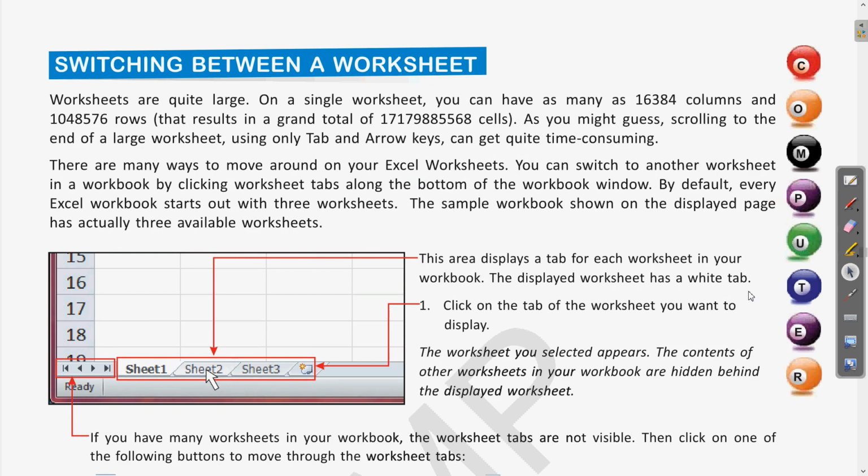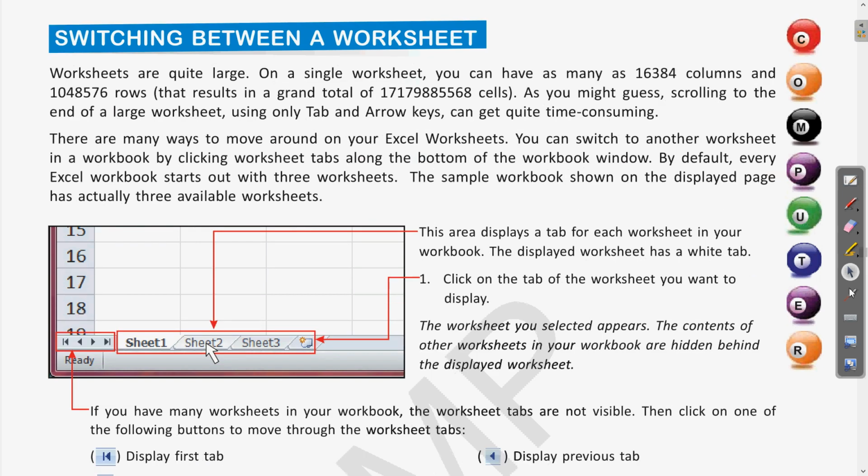Now next is switching between worksheets. We know that in each workbook which we are working on, there are multiple worksheets present at the bottom. If we want to switch from one worksheet to another, we can click on any of the sheet tabs which we want to switch to. So this way we can switch it. Let us read this.